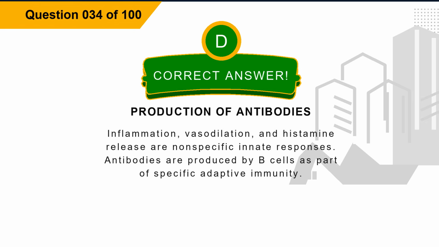Explanation. Inflammation, vasodilation, and histamine release are nonspecific innate responses. Antibodies are produced by B cells as part of specific adaptive immunity.